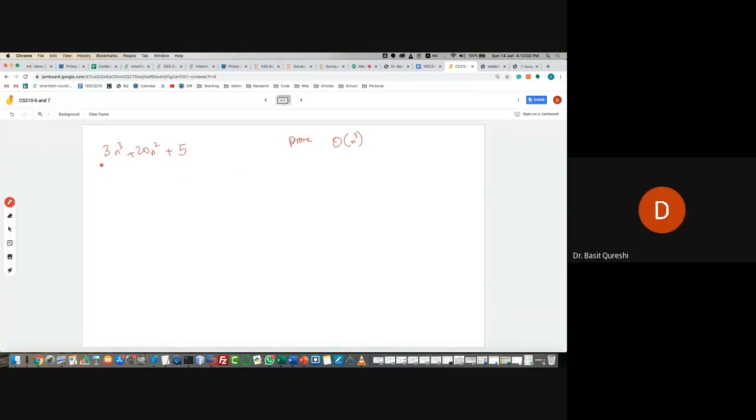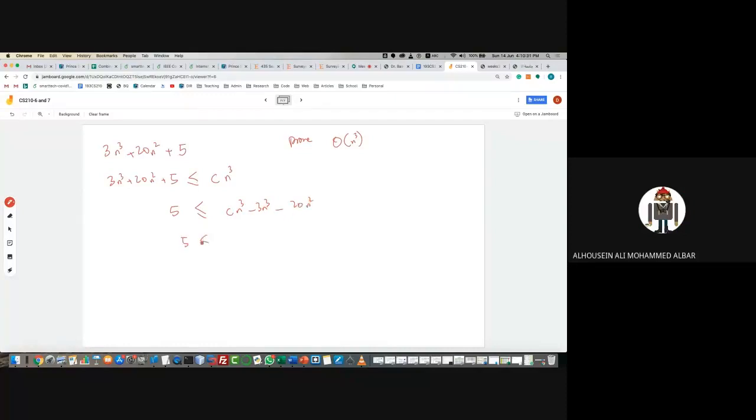So again, what we're going to do is the same thing. This is my function, so I'll say 3n cubed plus 20n squared plus 5 should be less than or equal to cn cubed. That's my big O function g. All right, let's try to solve this. Get everything on one side: cn cubed minus 3n cubed minus 20n squared.